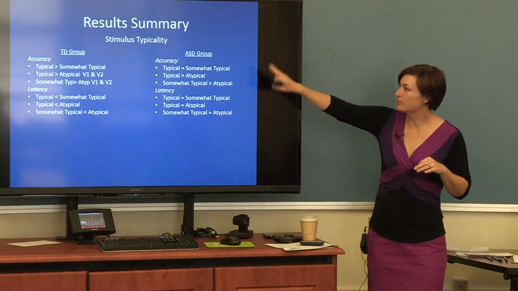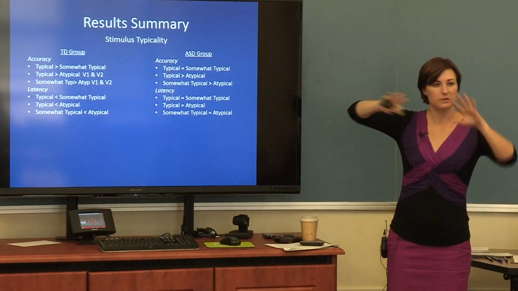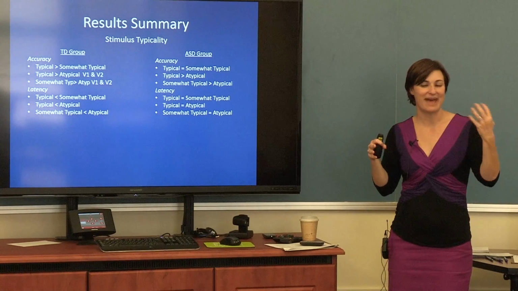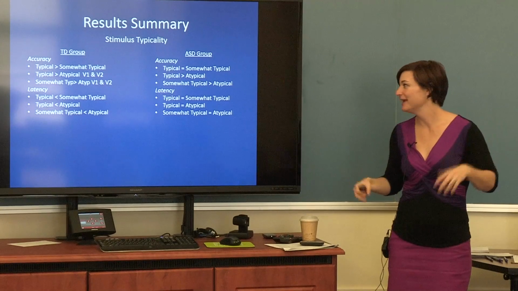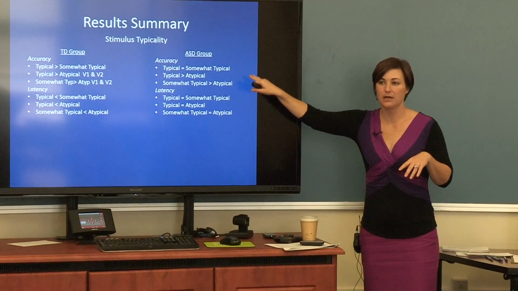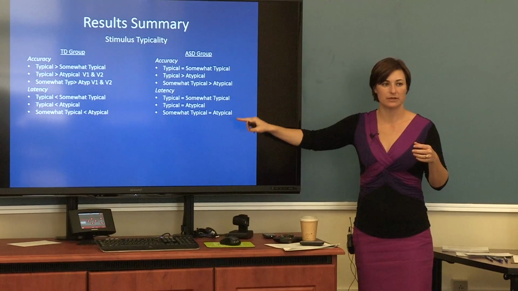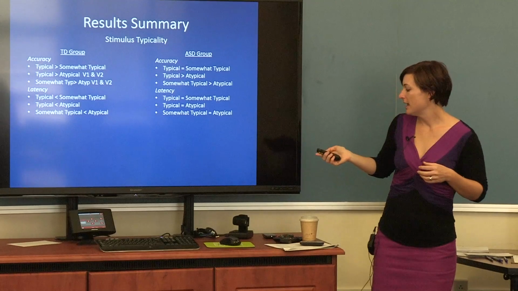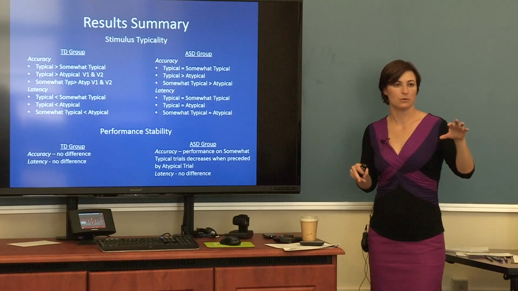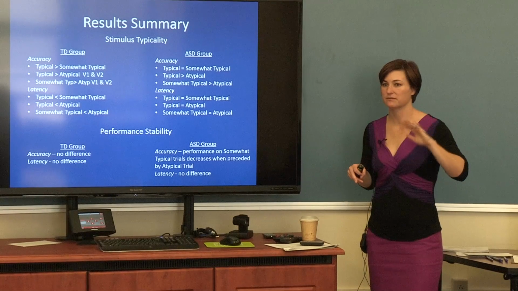And so just to summarize these results, what we see for our typically developing group is that in terms of just overall task performance, they're responding much more accurately and faster to typical than atypical stimuli. And we see a pretty similar pattern of results in terms of accuracy, where they're more accurate when they see typical than atypical stimuli, but we don't see any difference in reaction times here. In terms of performance stability, there wasn't a change at all in our typically developing group, right? It didn't matter what was coming right before in terms of accuracy or in terms of latency.